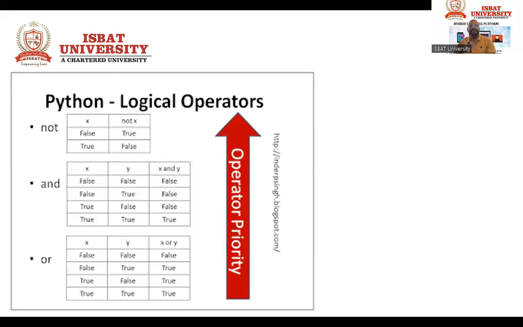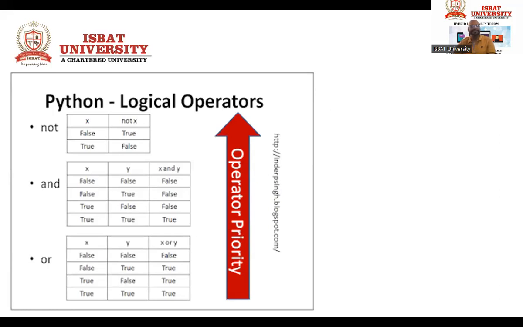Now, to conclude, if you take Python's logical operators, X and not X, that is the two conditions. If it is false, it becomes true. If it's true, it becomes false when you are using not.